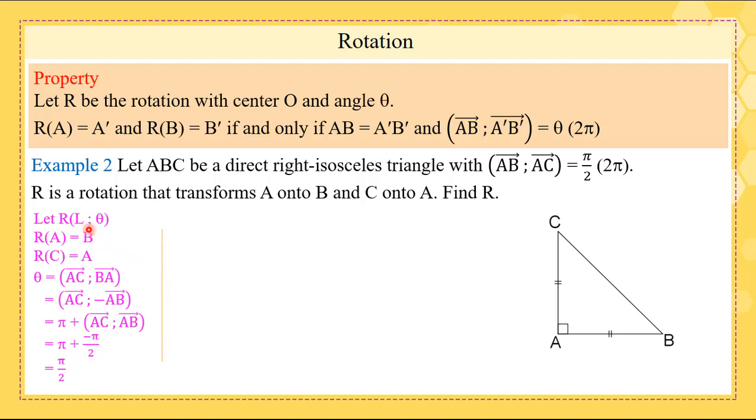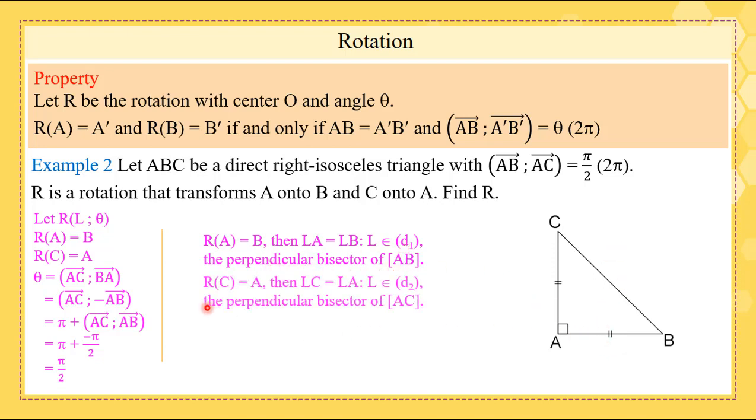Now let us find the center L of the rotation R. Since R of A is equal to B, then LA is equal to LB. Then L belongs to D1, which is the perpendicular bisector of the segment AB. And since R of C is equal to A, then LC is equal to LA. Then L belongs to the straight line D2, which is the perpendicular bisector of AC. So we can deduce that L is the intersection of the straight lines D1 and D2, which is the midpoint of the segment BC.